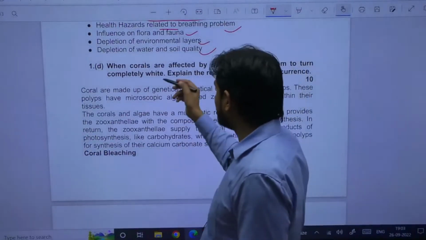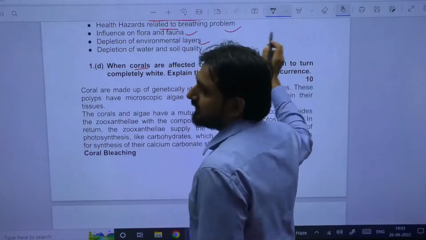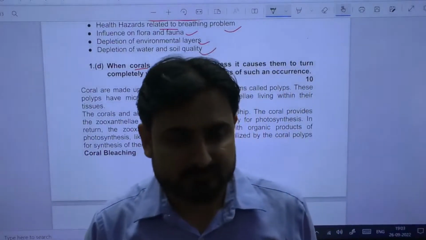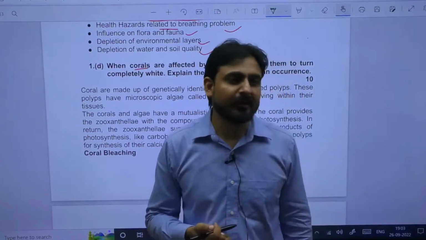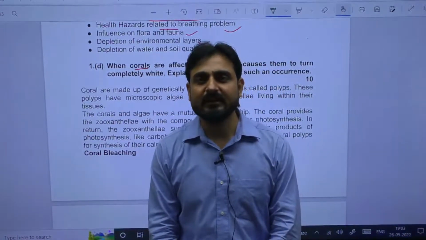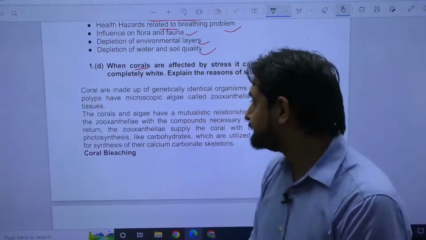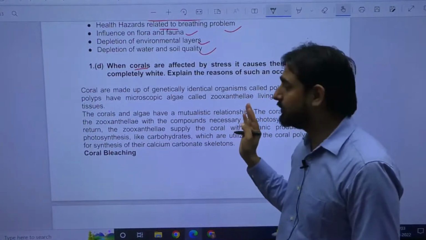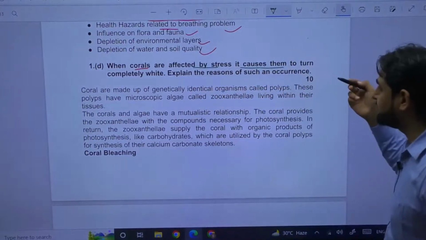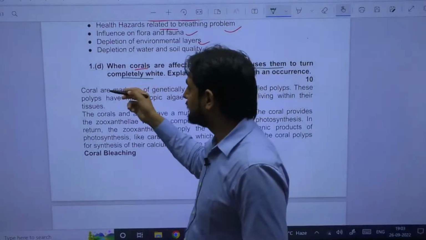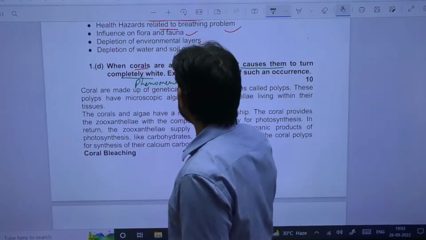Now further, when corals... this is more a general geography question rather than a geography optional question. You know about coral bleaching, so you can write it very effectively, and we also discuss it within the class as well as within the Yojana IS test series. So you will notice it within the Yojana IS content material etc. When corals are affected by stress, it causes them to turn completely white. So this is the phenomenon of coral bleaching.